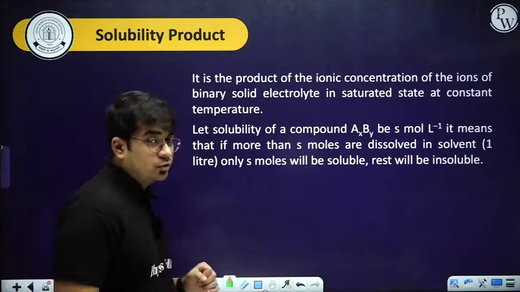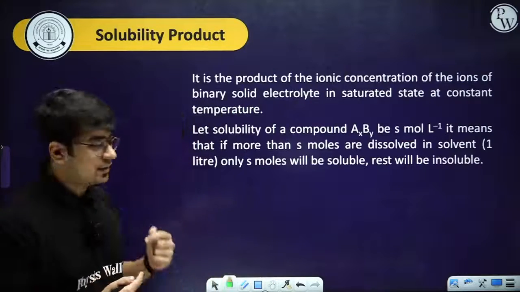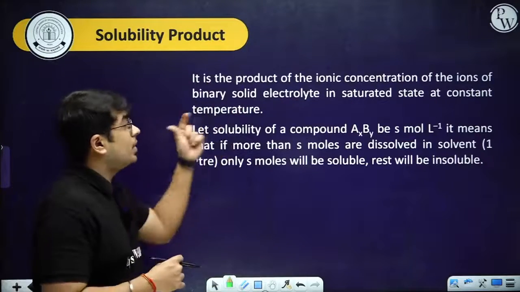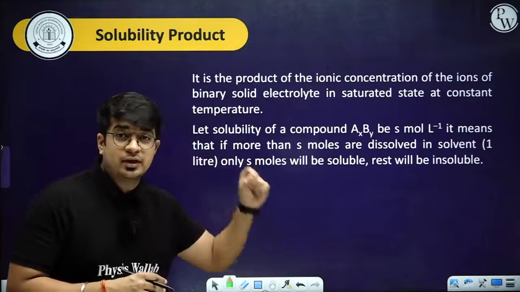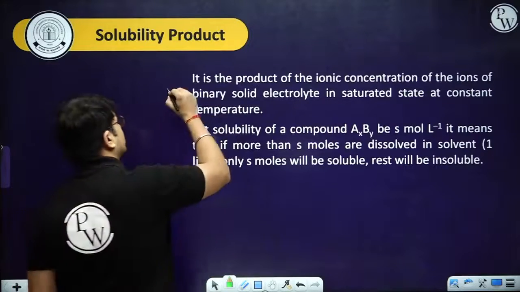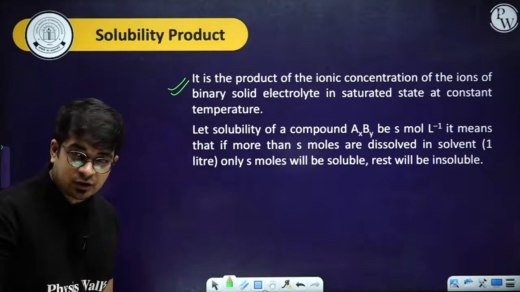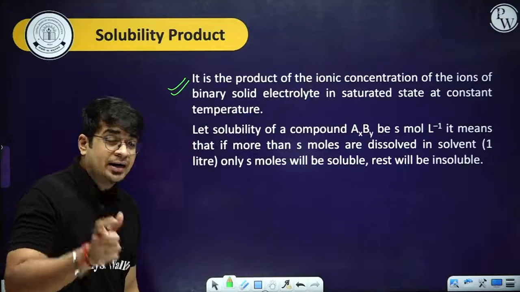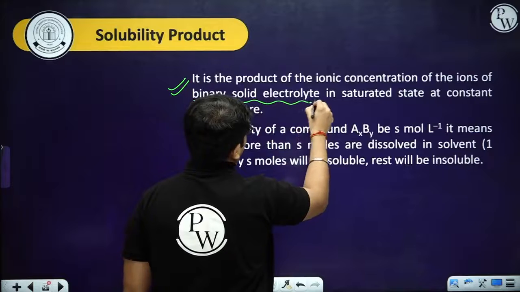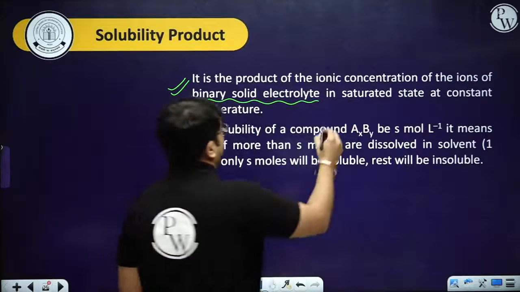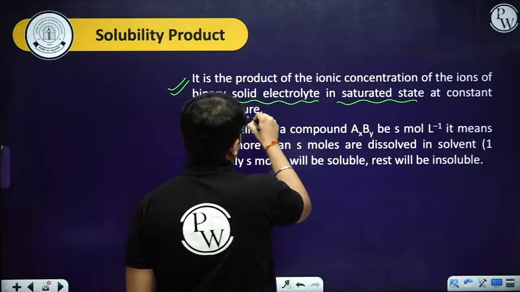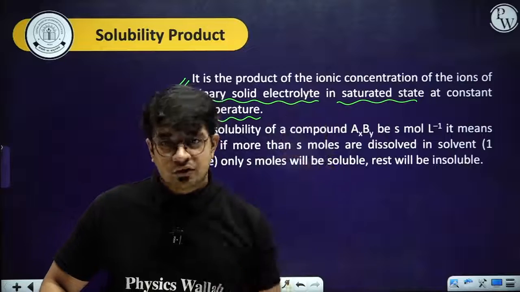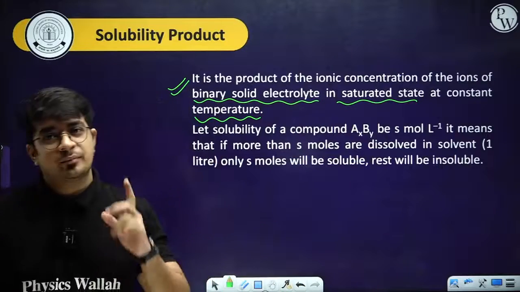Now if I talk about the solubility product, it is slightly different. It is the product of the ionic concentrations of the ions of a binary solid electrolyte in a saturated state at constant temperature. First you have to establish that saturated state, then only you can talk about the ionic concentration of the ions of a binary solid electrolyte in the saturated state at constant temperature, because these things are temperature dependent. If you change the temperature, you can convert a saturated solution to a supersaturated one. So definitely the entire concept of solubility depends upon the temperature also, okay.